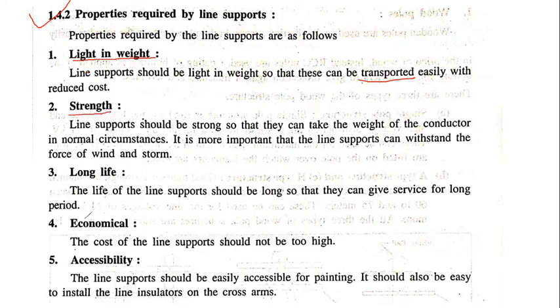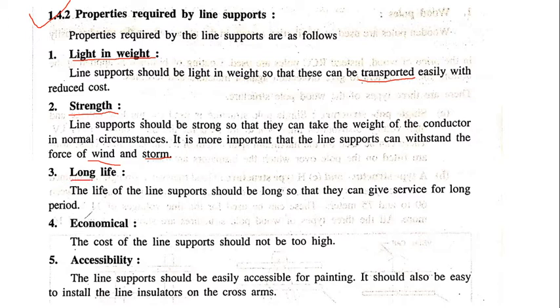Second is strength. Line supports should be strong so that they can take the weight of the conductor in normal circumstances. It is more important that the line support can withstand the force of wind and storm. So whenever there is bad weather, let's say stormy or high wind conditions, the strength of the tower should be sufficient to withstand it.